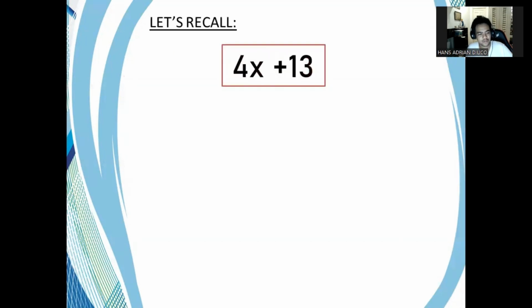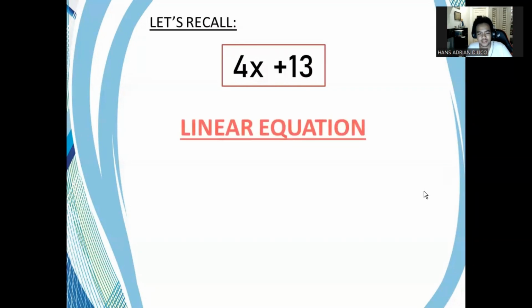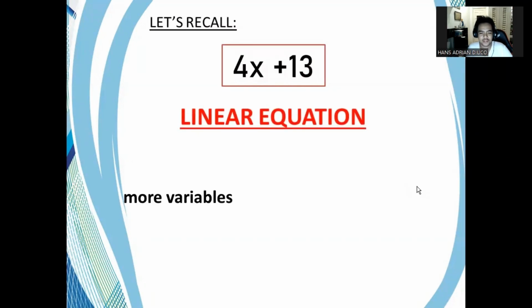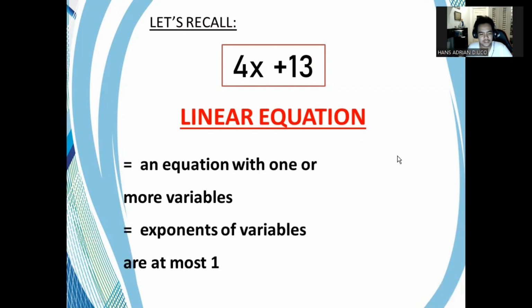So to recap what you've learned from your previous year levels, what do you call this one again? Enter it in the chat box below. Let's see if anyone remembers. Yes, number 14. The answer is a linear equation. A linear equation is an equation with one or more variables, and the exponents of the variables are at most 1. If you can see for x here, the highest exponent is 1.